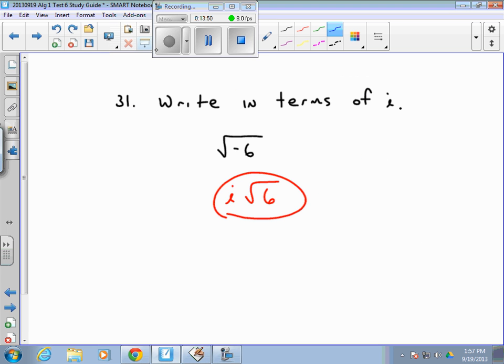Then we have number 31 says write it in terms of i. So it says the square root of negative 6. Remember, there's no such thing as the square root of negative 6. So in order to take the negative out, we just say i times the square root of 6.